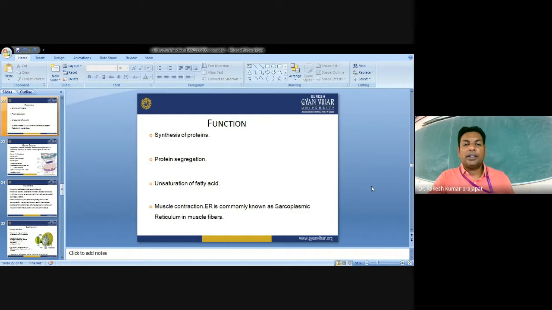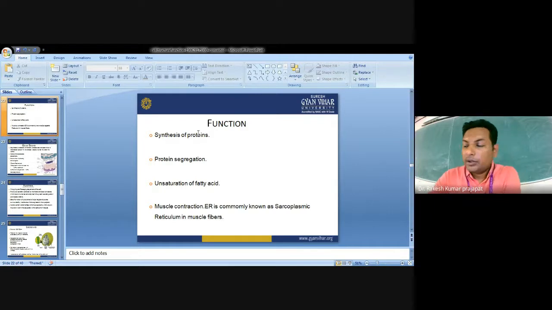Functions of the endoplasmic reticulum. It is involved in protein synthesis, because ribosomes are attached onto the endoplasmic reticulum. Then protein segregation: once the protein gets synthesized, it moves into the endoplasmic reticulum, which transfers the protein to a particular target where the cell needs this protein.